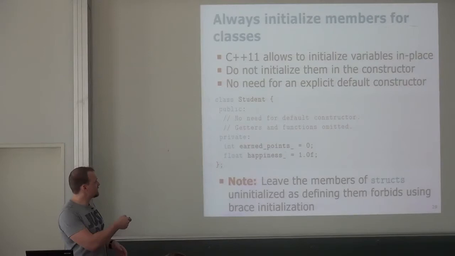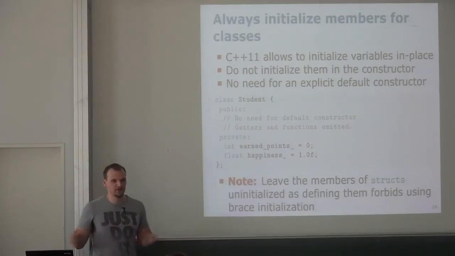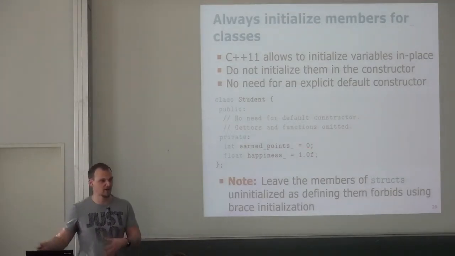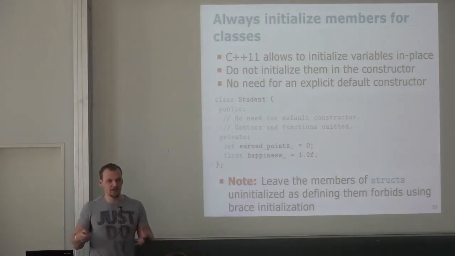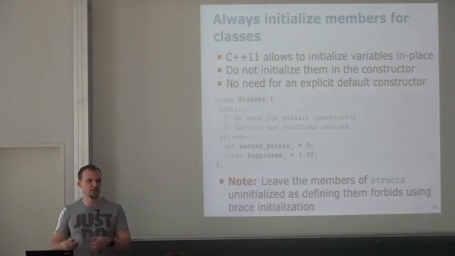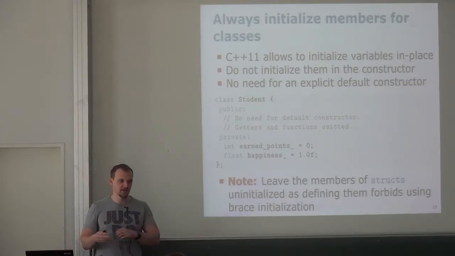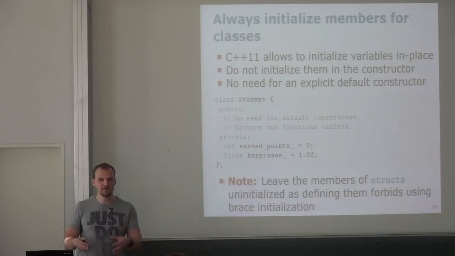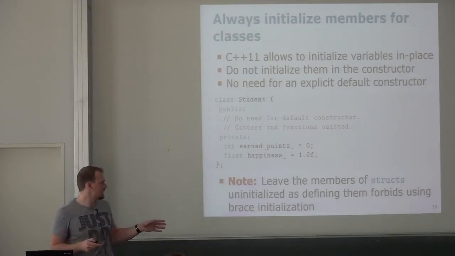I want to have a class student, and you have earned points, and you have happiness. And I want to initialize your earned points to 0 and your happiness to 1, for instance, right? That's what I expect my class to do whenever I construct an object with a default constructor. So now whenever I construct it with a default constructor, I don't get uninitialized values, I get values that I know what they should contain, right? And this is a really nice thing.